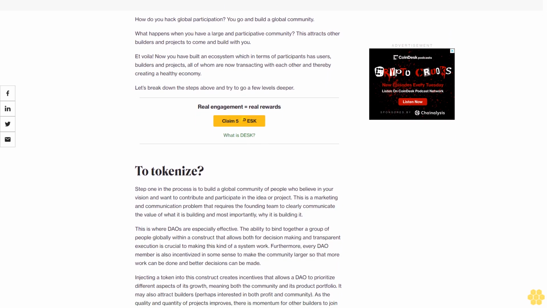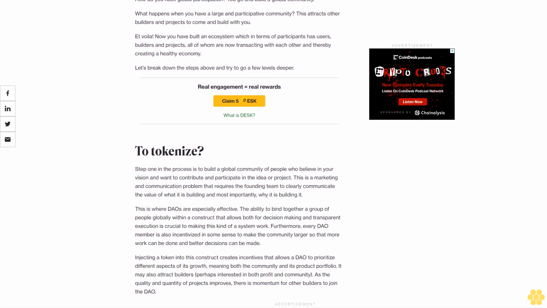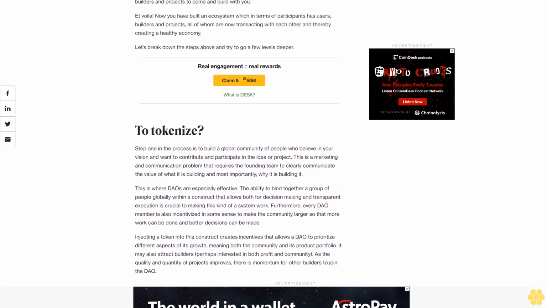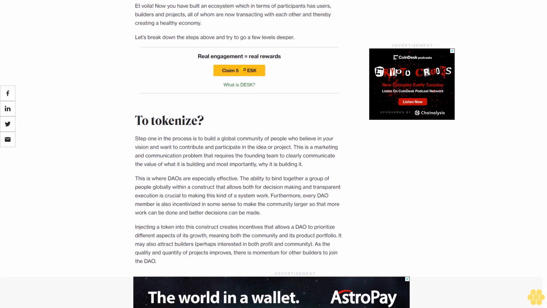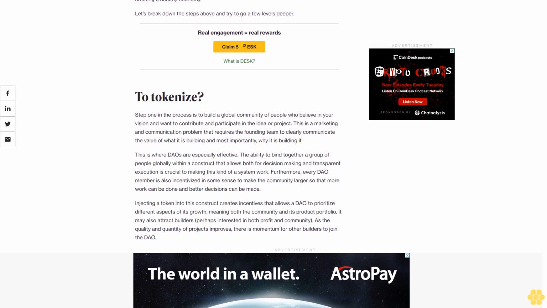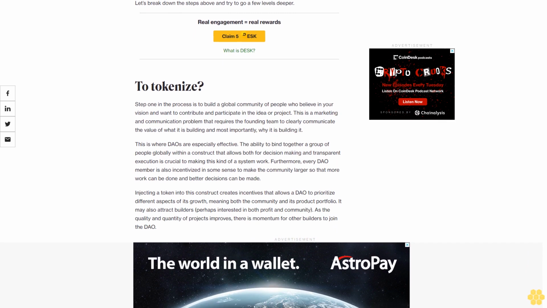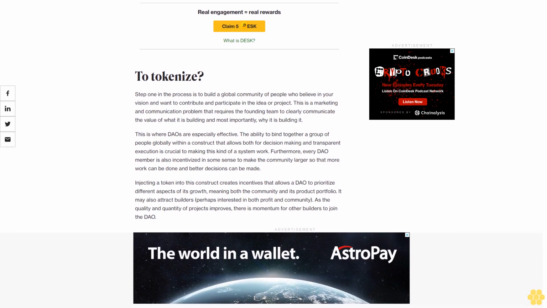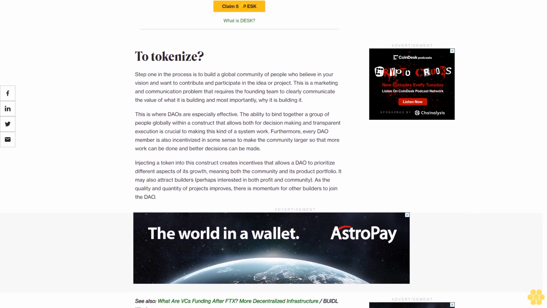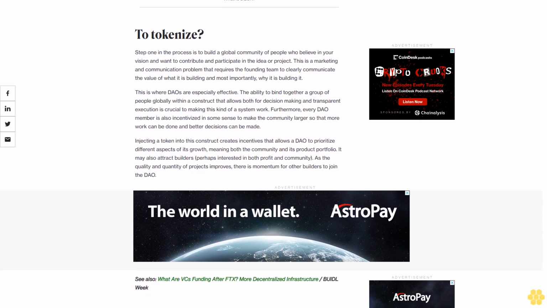Let's break down the steps above and try to go a few levels deeper. To tokenize. Step 1 in the process is to build a global community of people who believe in your vision and want to contribute and participate in the idea or project. This is a marketing and communication problem that requires the founding team to clearly communicate the value of what it is building and, most importantly, why it is building it. This is where DAOs are especially effective. The ability to bind together a group of people globally within a construct that allows both for decision-making and transparent execution is crucial to making this kind of system work.